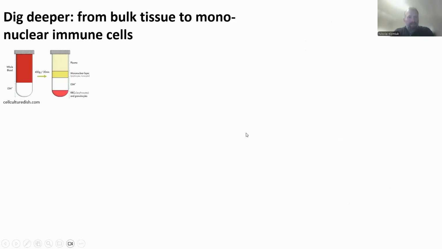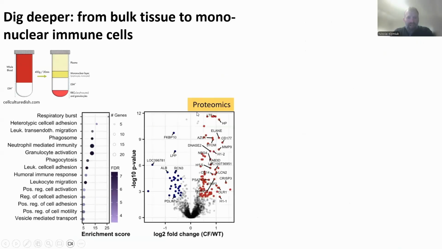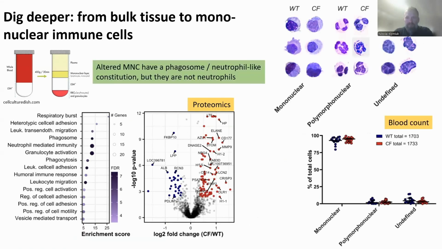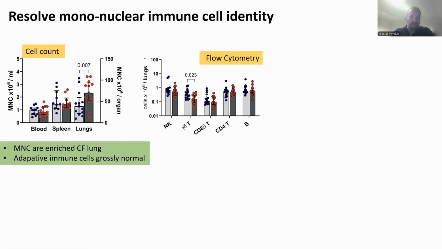When we dug deeper, however, examining mononuclear cells derived from the lung, we saw a quite striking feature, namely strong evidence for granulocytic proteins in these mononuclear cells, indicating neutrophil identity. However, when we examined blood counts, we did not see any evidence for polymorphonuclear cells. What we saw in contrast is that these mononuclear cells were enriched in the lungs of CF animals, but not in the spleen and not in the blood.